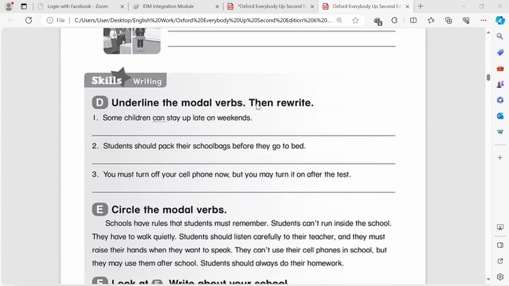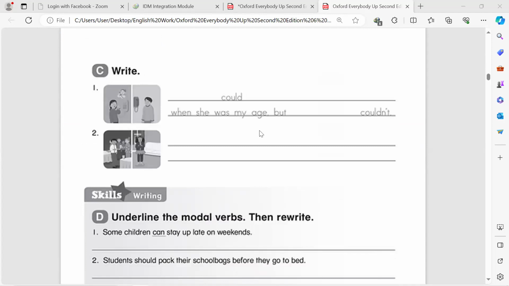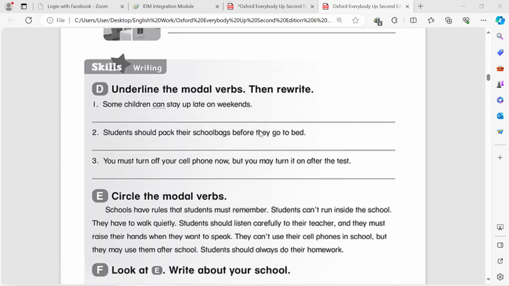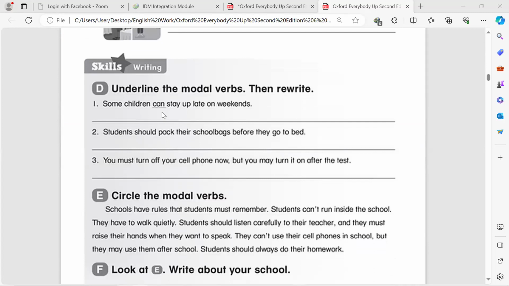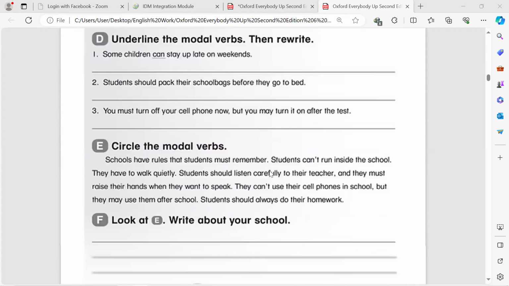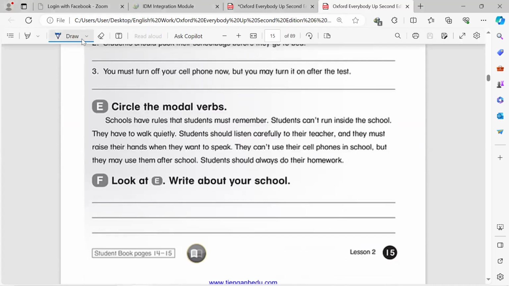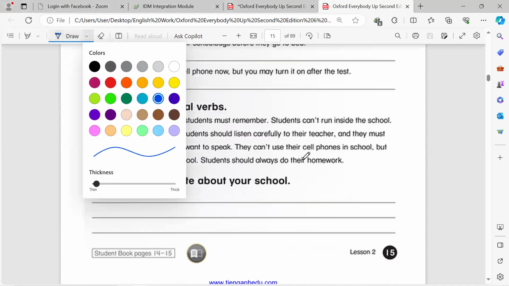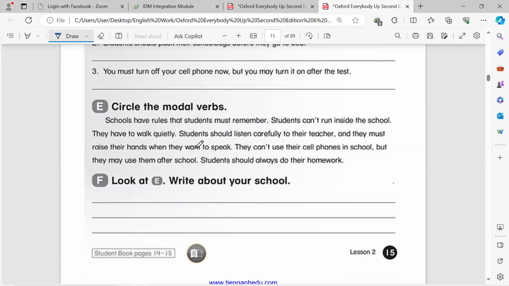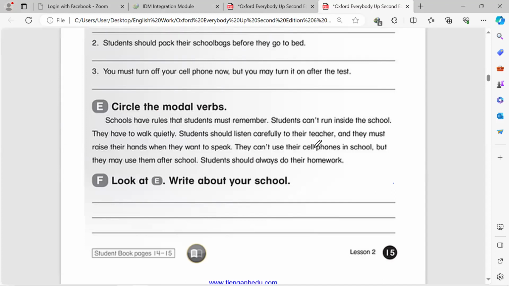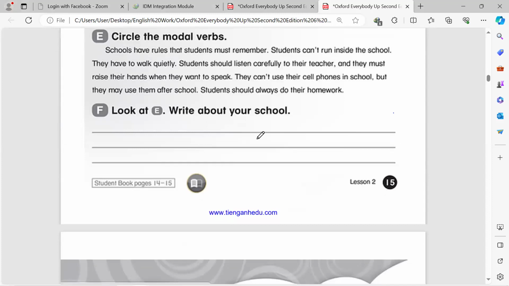Here, some children can stay up late on weekends. Actually, with my age, this is already finished. For letter D, underline the modal verbs. We already know the modal verbs, so we skip that one. Letter E, the same. So I think we already know these. F, look at E, write about your school.